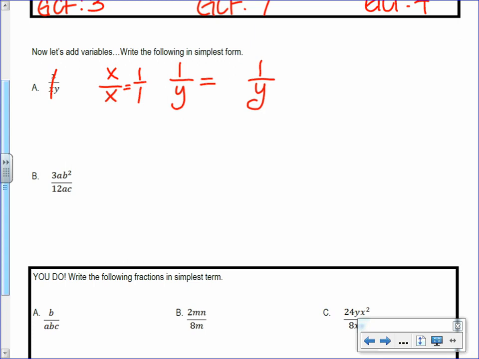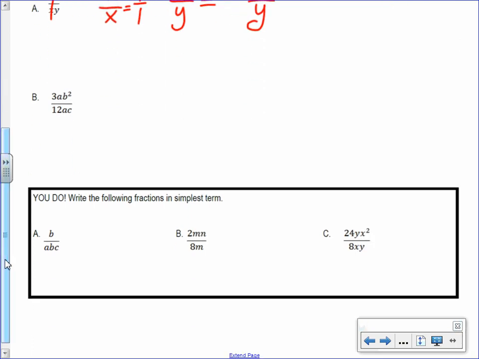Alright, let's try this one. This one's a little bit more complicated. So I separate this one into 3/12, a over a, b squared over 1, and then 1 over c. You do not have to separate it out this way, but you totally can.